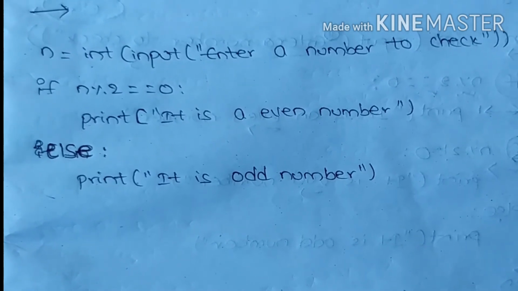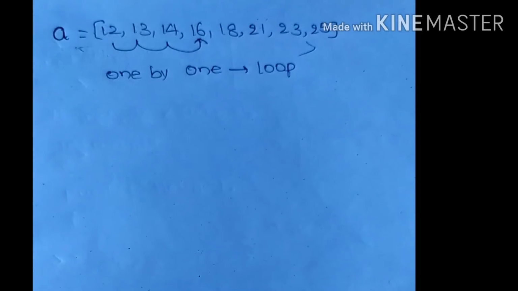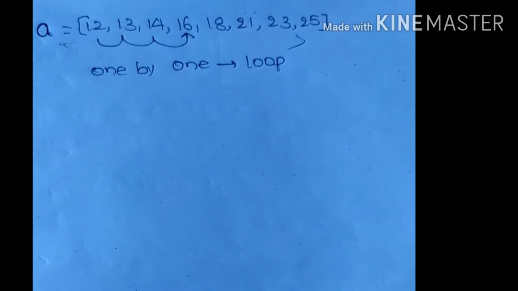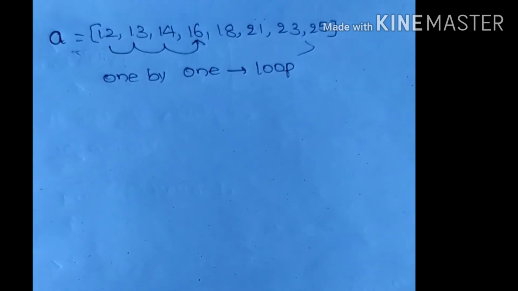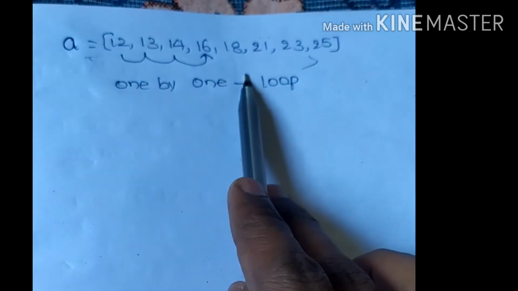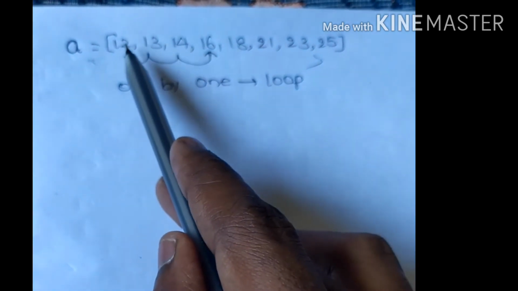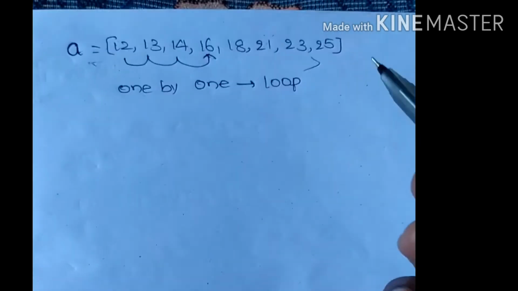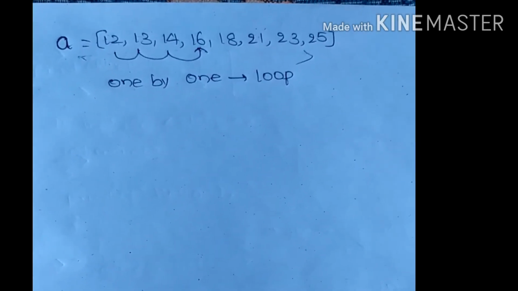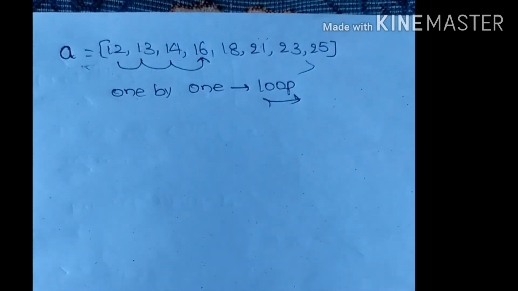This is the program to check whether the given number is even or odd. We just wrote code for checking a single number. Let's consider that the user gives a list of numbers like this, and we have to check whether these numbers are even or odd. How will we check? We will check one by one. While thinking of one by one, our mind strikes that it is a loop. So here I will use my favorite loop, that is the for loop.